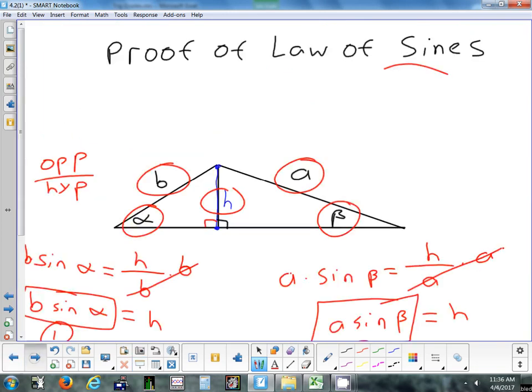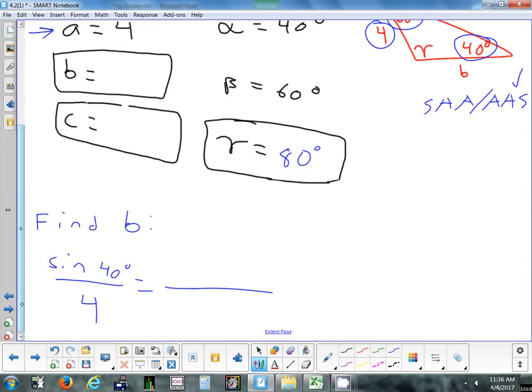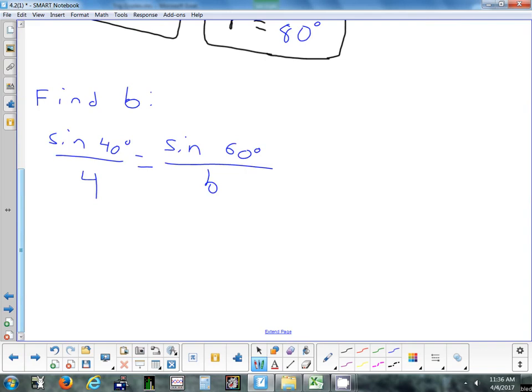Okay, so now let's go back to the problem. Sine of beta is 60 over B. Whenever you set up a proportion with law of sines, you should have numbers in three of the spots: 4, 40, 60. You should only have a letter in one spot. If you end up with a letter in more than one spot, chances are you should have used law of cosines. So stop, because you can't solve it if there are two letters.